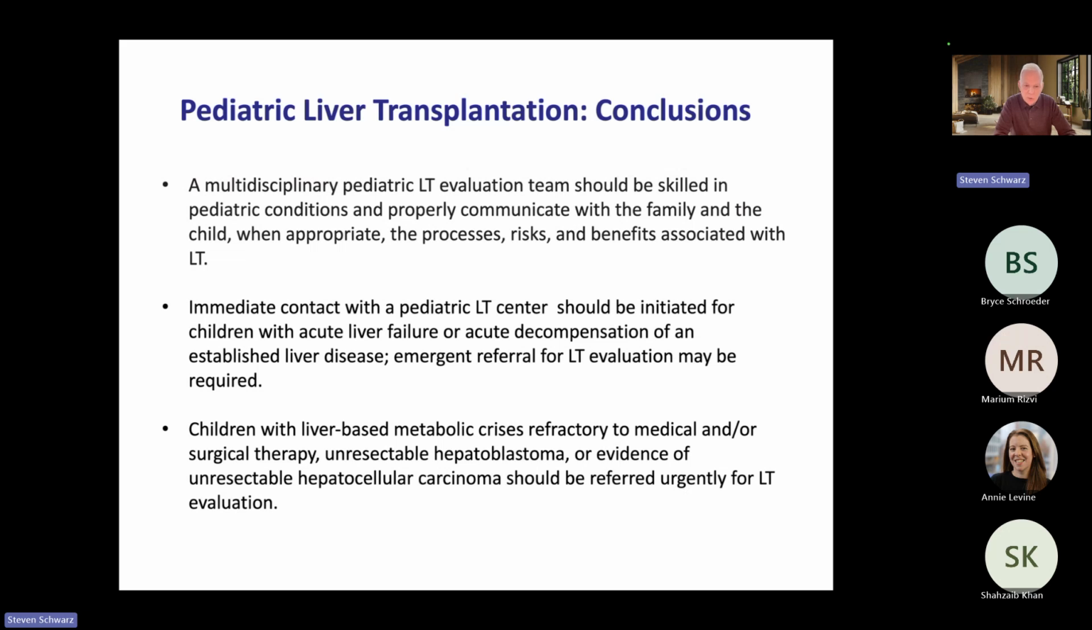Keep in mind that children with liver-based metabolic crises refractory to medical or surgical therapy, unresectable hepatoblastoma, or evidence of unresectable hepatocellular carcinoma should be referred urgently. These are the ones who may immediately require transplant prior to the development of overt liver failure.